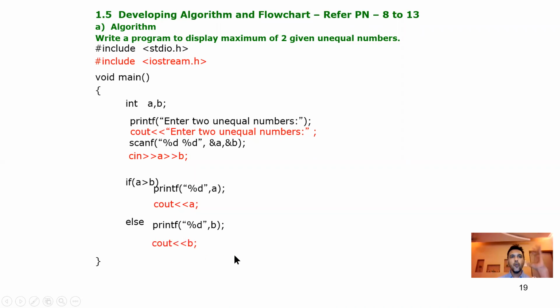Once again, on this screen, what you see in black color is C. What you see in red color is C++. Now I am going to write the same program in one more language. Come on, take a guess. Let it be fun. Can you take a guess in which language I am going to write the same program the third time?